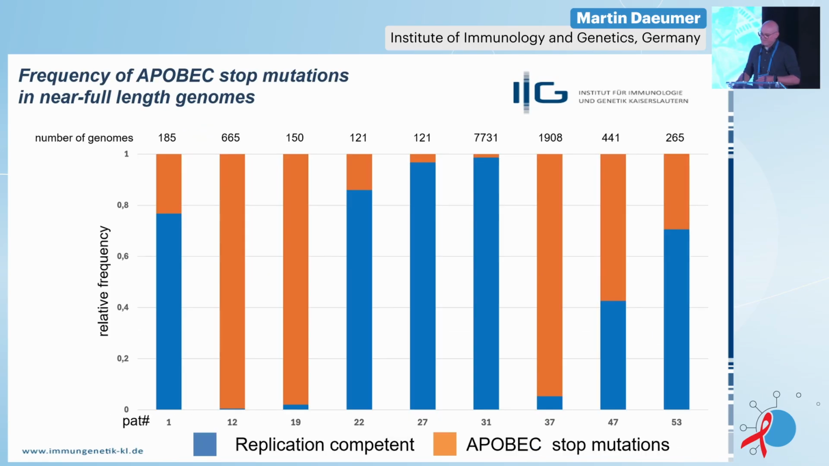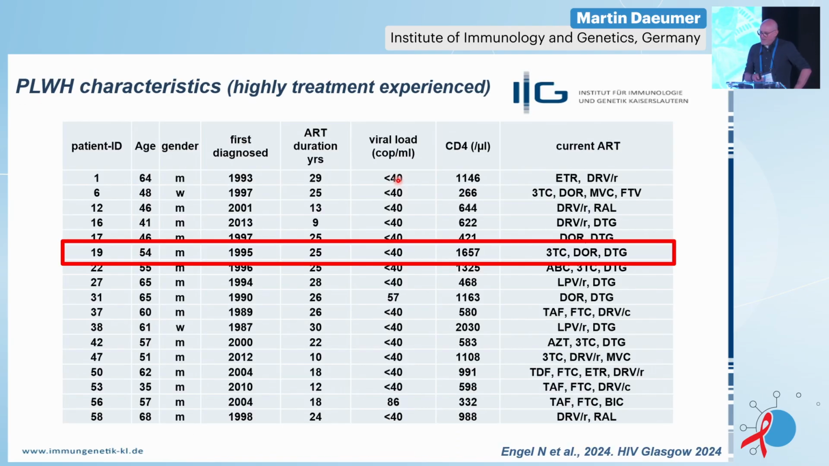Focusing on these nine patients having mixtures, it varies from just a few percent of replication-competent variants left at the bottom, up to sometimes just a few APOBEC stop codons or APOBEC populations. I would like to focus on at least one patient, patient 19, and go a bit more into detail.